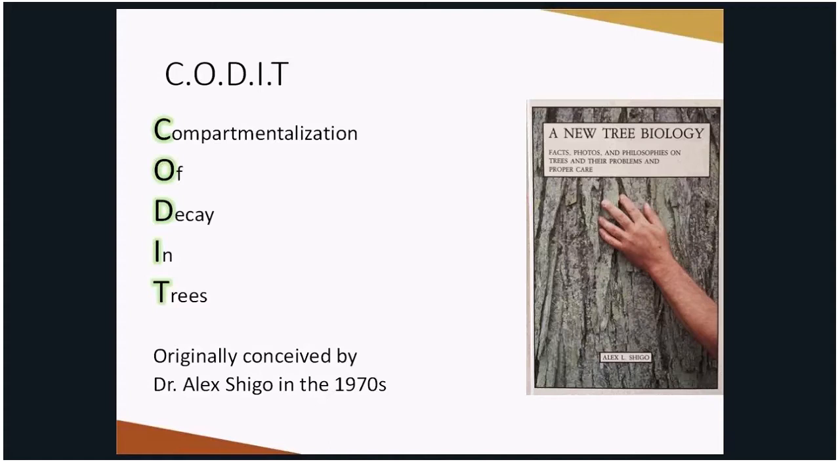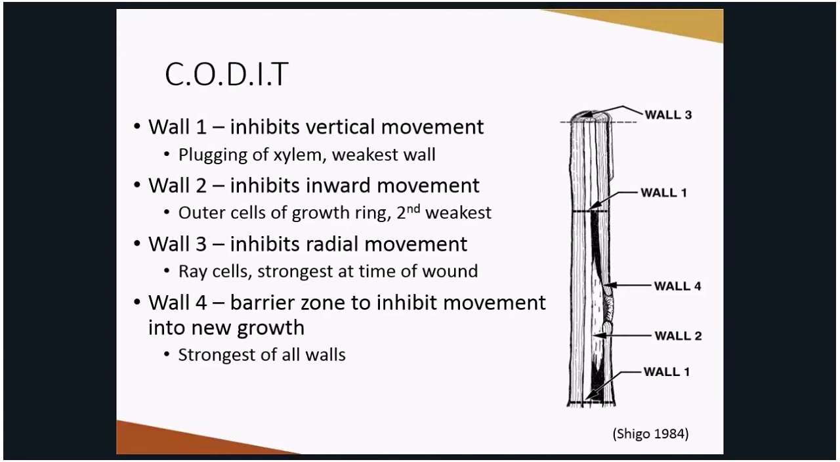He spent a lot of time taking careful cuts through logs to look at all these different aspects of how trees compartmentalize decay. There are really great photos and descriptions, and he's kind of the founding father of all this theory in arboriculture. It's a very interesting read. But based on the CODIT model, there are actually 4 different walls or barrier zones within trees that inhibit the movement of rot. We're going to look at these in detail in some of the slides coming up and try to relate them to my model.